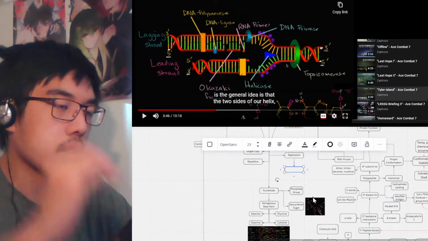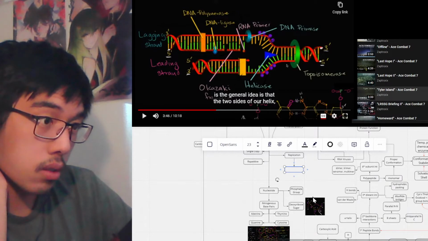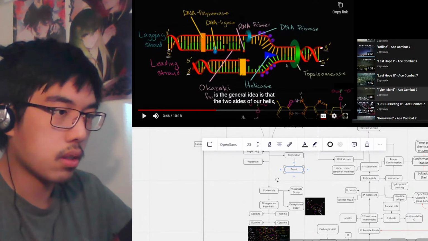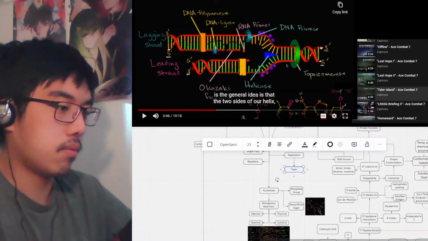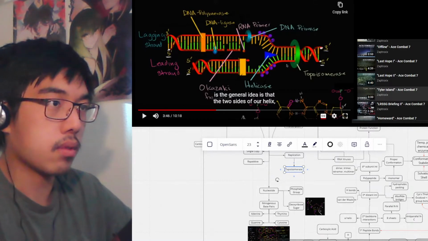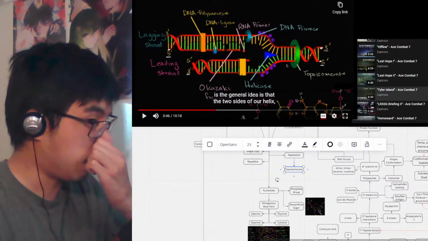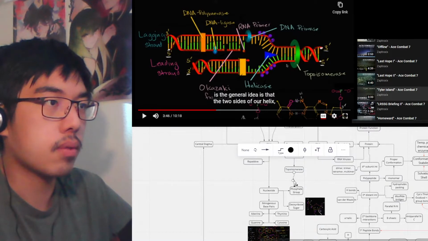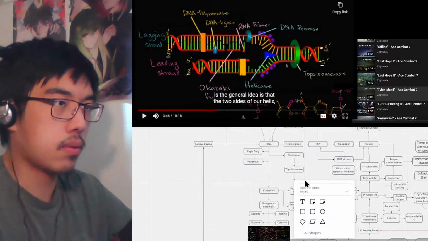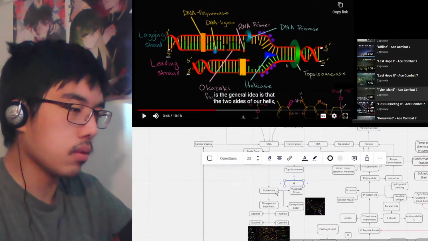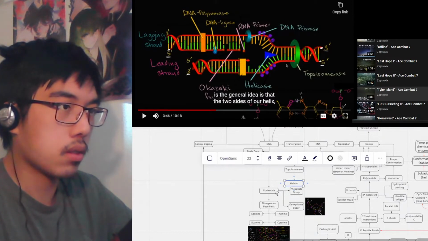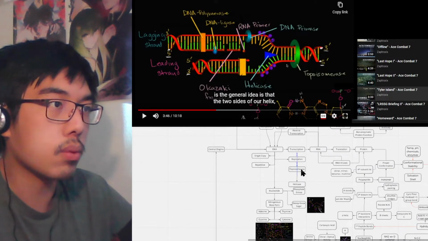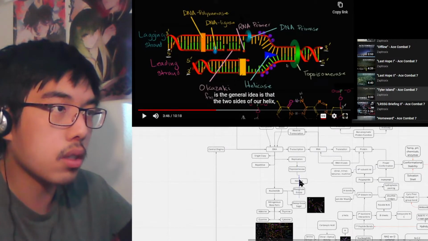I'm gonna start with topoisomerase. Straightening out. Helicase, splitting it. And then, this is where the fun starts. We need to split it in two to represent the leading and lagging strands.